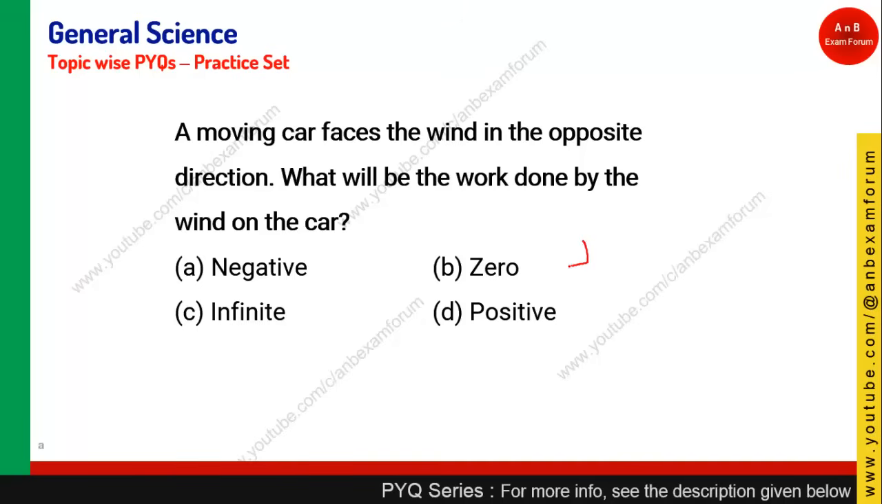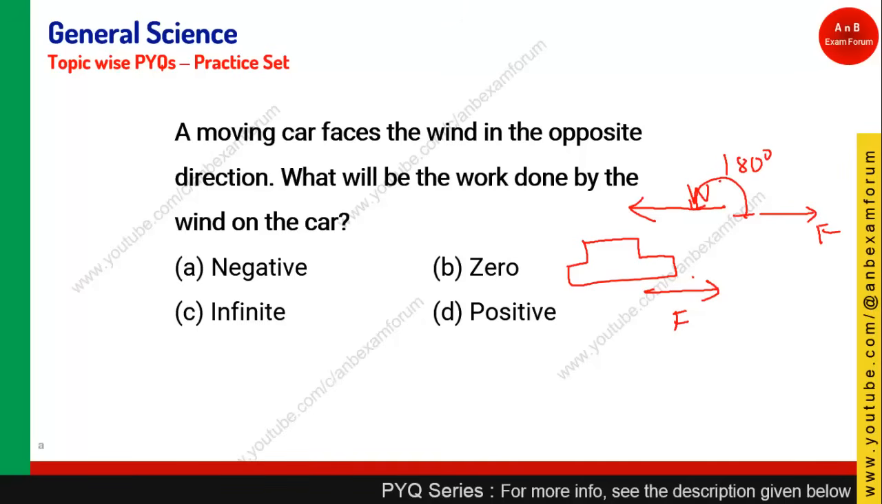So suppose this is a car. The car is moving in this direction, so force is applied in this direction. The car is moving in this direction and the wind is moving in the opposite direction. So this is the wind. Since force is applied in this direction and the wind is trying to displace the car in this direction, the angle between the force and the wind is what?